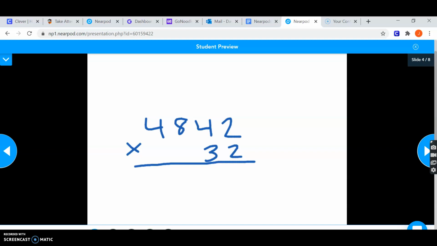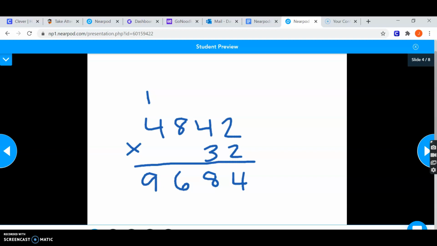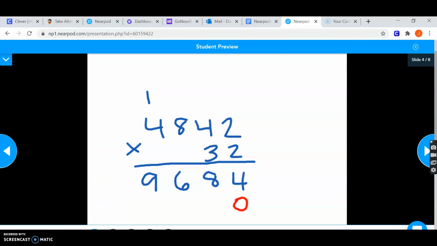So we have 2 times 2, which gives us 4. 2 times 4 gives us 8. 2 times 8, 16. You guys should know this. Your 2 should be easy. 2 times 4, which is going to be 8, plus that 1 gives us 9. So this one was a pretty easy number. Now we need to always remember that magic 0 before we move on to multiplying our digit in the tens place on our bottom number.